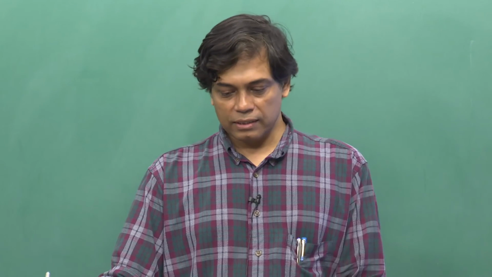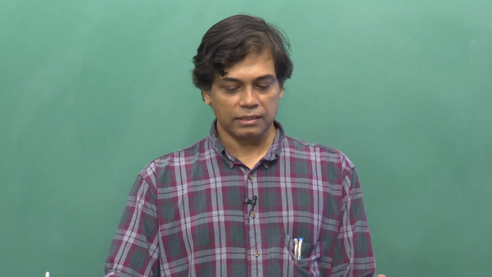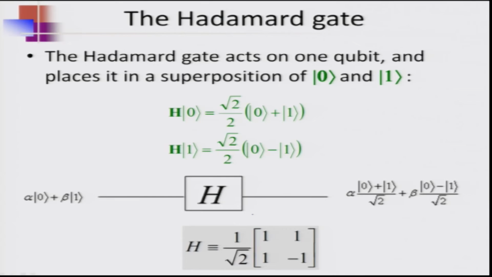So, now let us look at the Hadamard gate, because it is an important gate, and as I said, it places the qubit in a superposition of 1 and 0. So, this is a gate which takes one qubit and puts it in a superposition state of its own two states. This is important because you will find many practical uses of this Hadamard gate later on, and this is the representation that you will use.